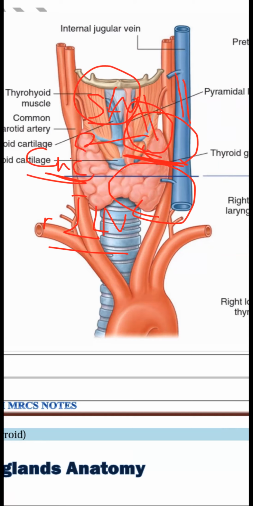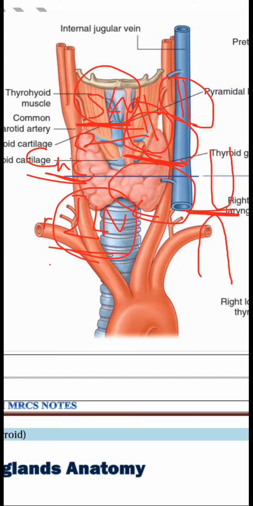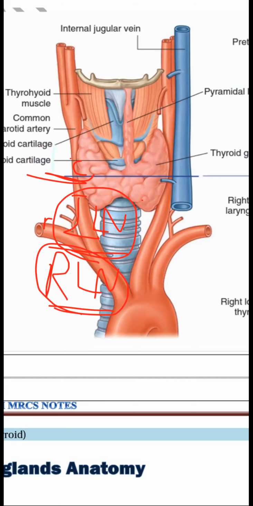But what about the internal branch of the superior laryngeal nerve? This will supply sensation to the mucosa above the vocal cord. But what about sensation to the mucosa below the vocal cord? This is from the inferior laryngeal nerve, or recurrent laryngeal nerve. The recurrent laryngeal nerve supplies all muscles of the larynx except the cricothyroid muscle.